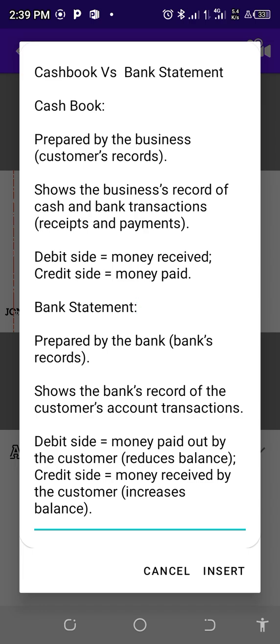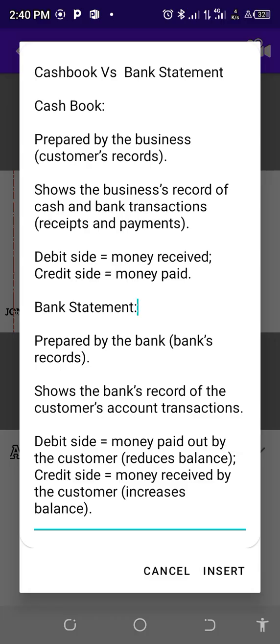How is entry made there? On the debit side, money received is recorded. On the credit side, money paid is recorded. That is the cash book. Then the bank statement. The bank statement is prepared by the bank. It is the bank record. It shows the bank record of the customer's account transactions.